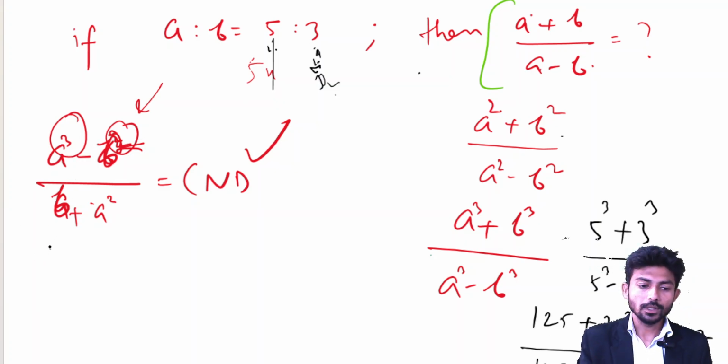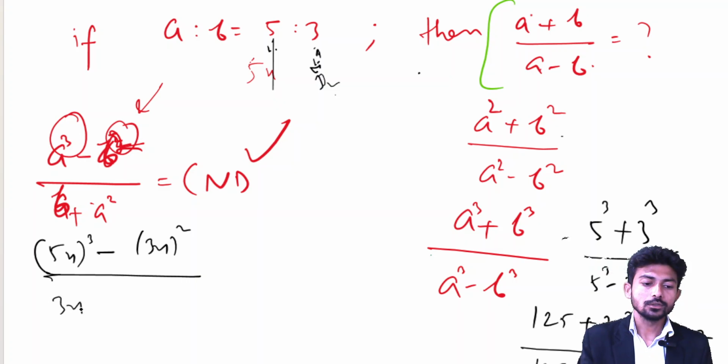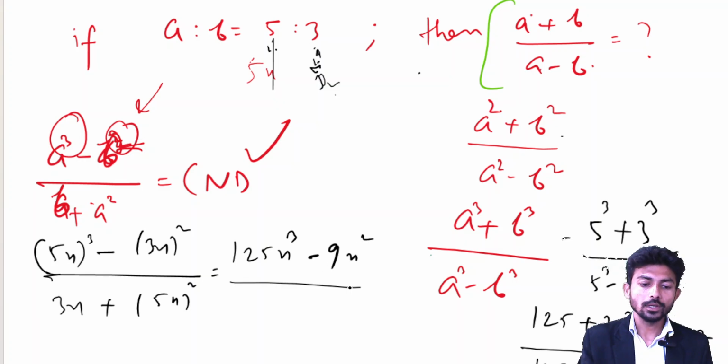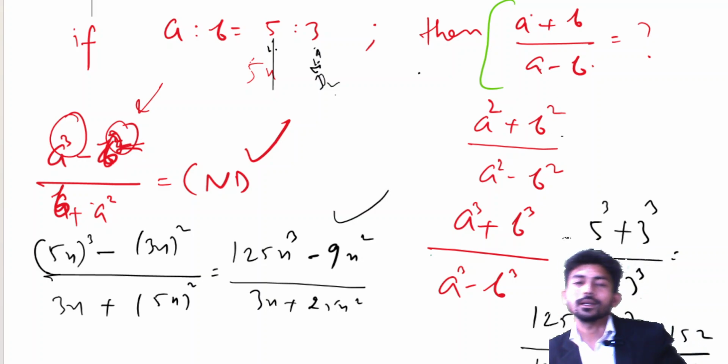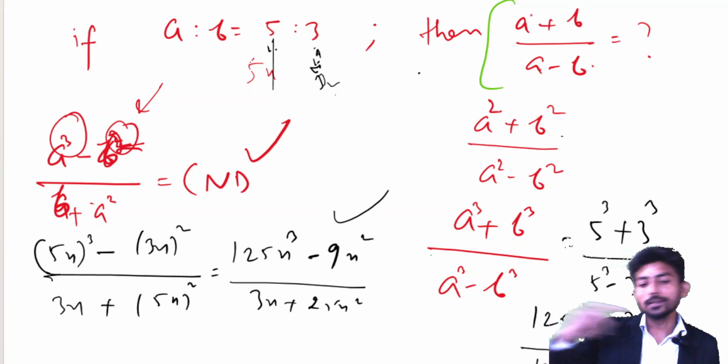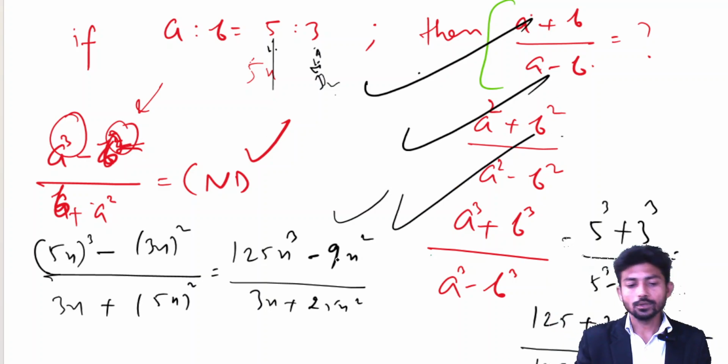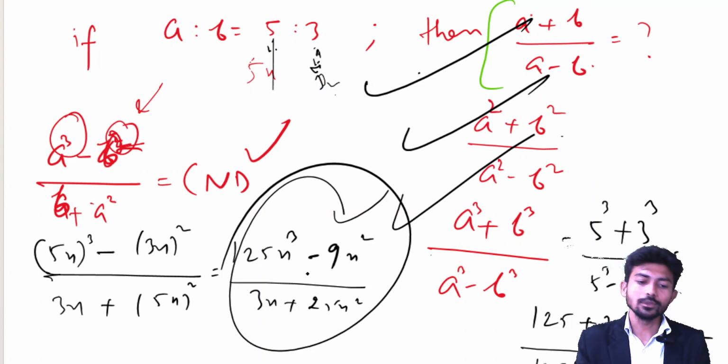I can substitute. So for a, I'm substituting 5x whole cube minus 3x whole square over 3x plus 5x whole square. So this will give me 125x cube minus 9x square over 3x plus 25x cube. So this can't be solved further. And even the x terms in the numerator and denominator will not get cancelled, as they were getting cancelled in the above three cases. So here it will not cancel because ultimately we are left with the x power.